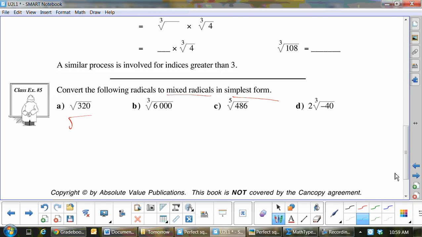64 times 5. Now, I want you to take the time to actually write this out. That's not 65.5, that's 64, sorry. 64 times 5, okay? I always want you to take time to do this step. I know some of you are like, oh man, I don't need to do that step. And those people usually get to the wrong answer faster. That's the only thing they accomplish.